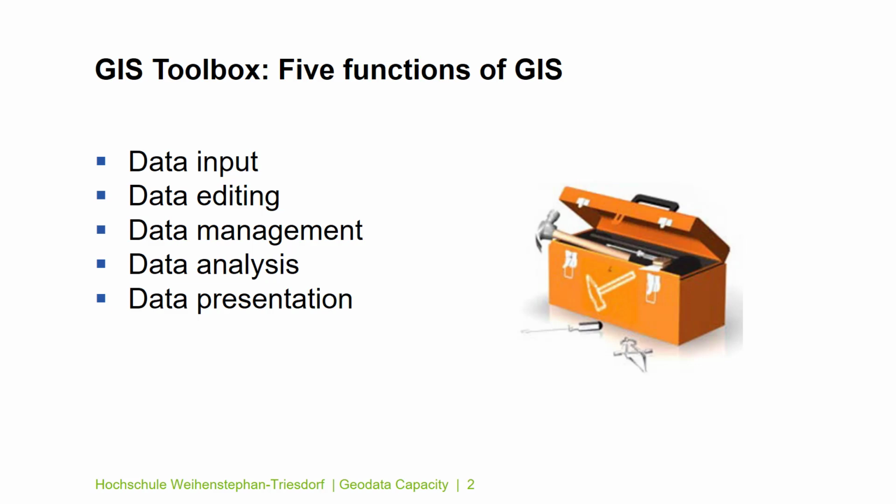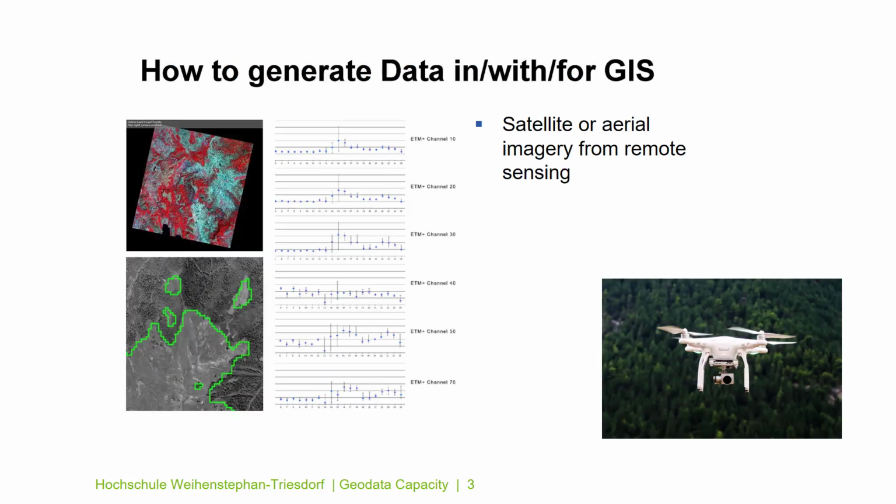How do we get geodata, that's data with a geographic location attached to it, into our geographic information system? The first option is to generate data with remote sensing technologies. These are sensors on a platform, either in the air, that could be a drone or a balloon, a plane, or sensors at a satellite. These will give us satellite images or aerial images which have to be corrected first.